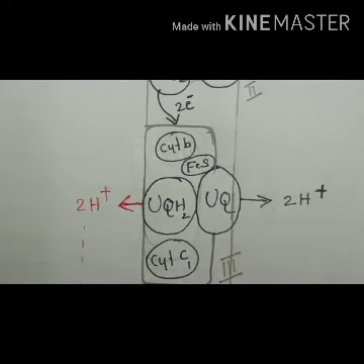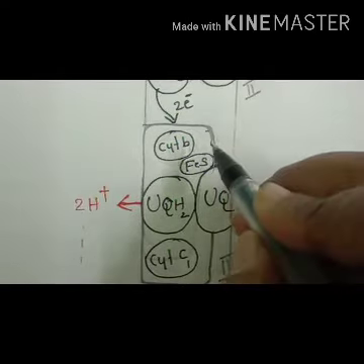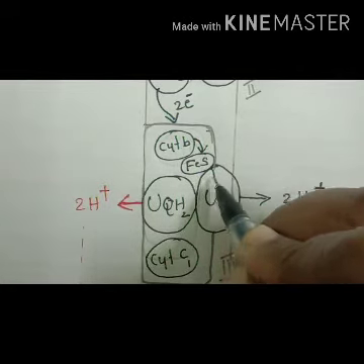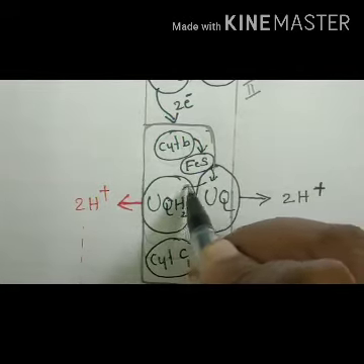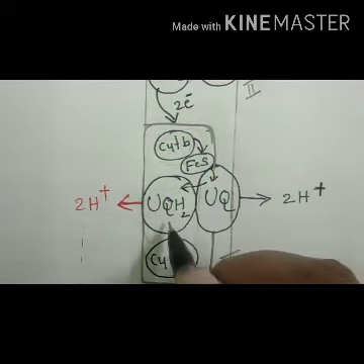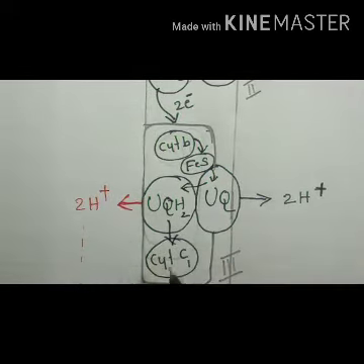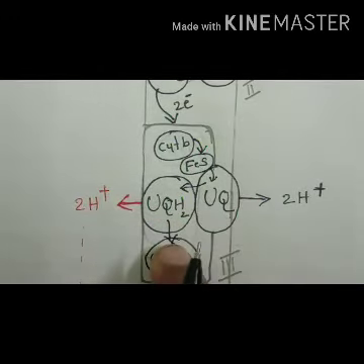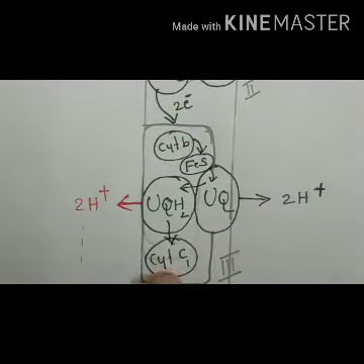And from there, the electrons are moving. From cytochrome B, the electron moves to iron sulfur, then to ubiquinone, then to dihydroxyubiquinone, and then to cytochrome C1. So here we can see the movement of electrons only. So that's called the electron transport system.